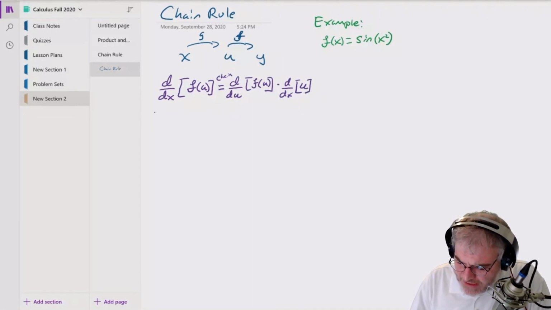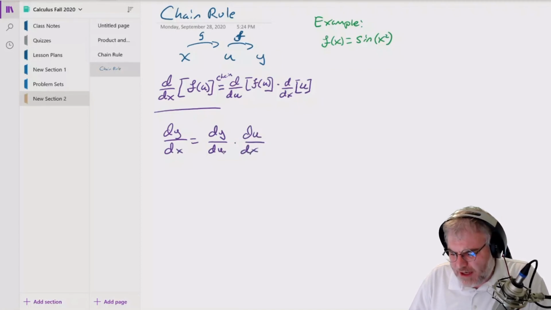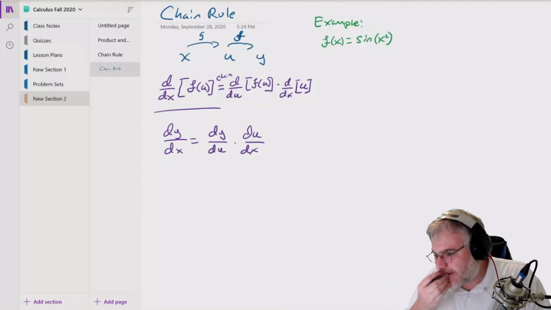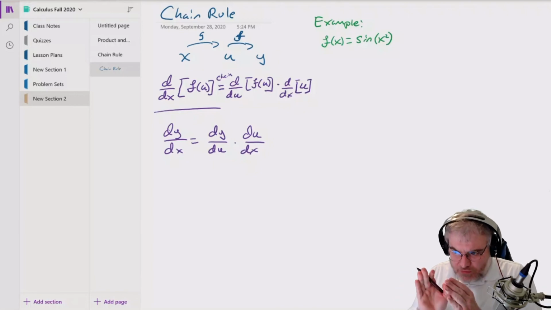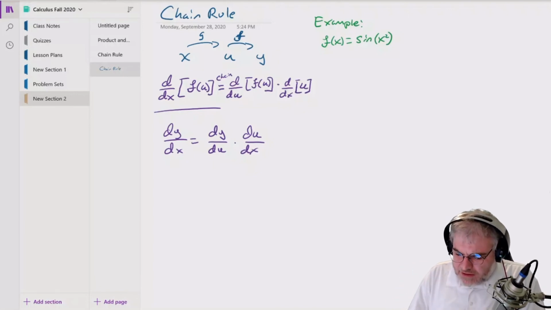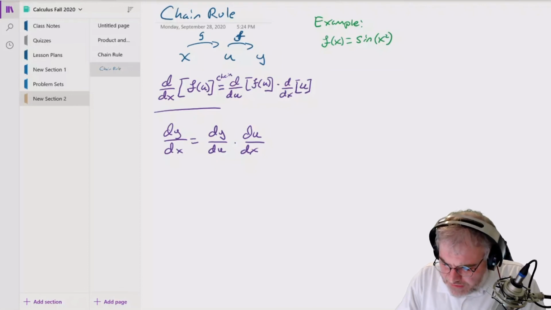Now, other ways to write it are dy over dx equals dy over du times du over dx. If you're treating these like fractions, they're not actually fractions, but if you think about them in terms of fractions of nudges, little changes, these du's, you could think of them as canceling. So it works kind of like a fraction. That's what the chain rule says. All right, let me give you the example here.